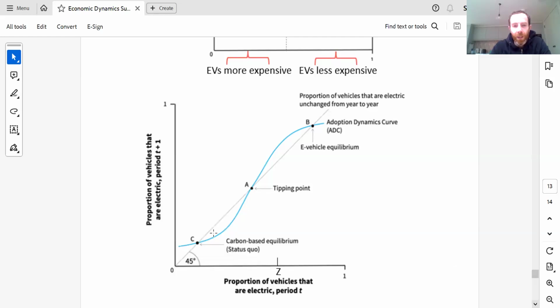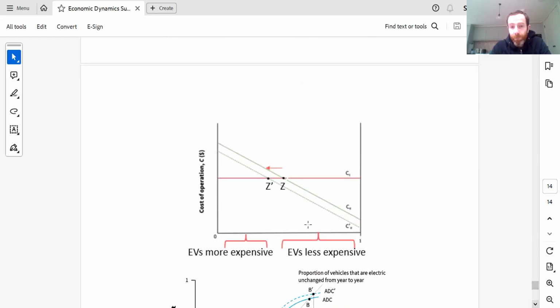Another way of thinking about why the adoption dynamics curve might shift upwards is to go back to this diagram and think, well, what if something could be done to make the cost of operating an electric vehicle lower, so that at a lower proportion of electric vehicles, we'd hit that break-even point? So even if the green values in society stayed the same, people would be more likely to buy electric vehicles because now the cost is getting closer and closer to the cost of running carbon-based, petrol-based cars. So in reality, we probably have a combination of these two things happening in society.